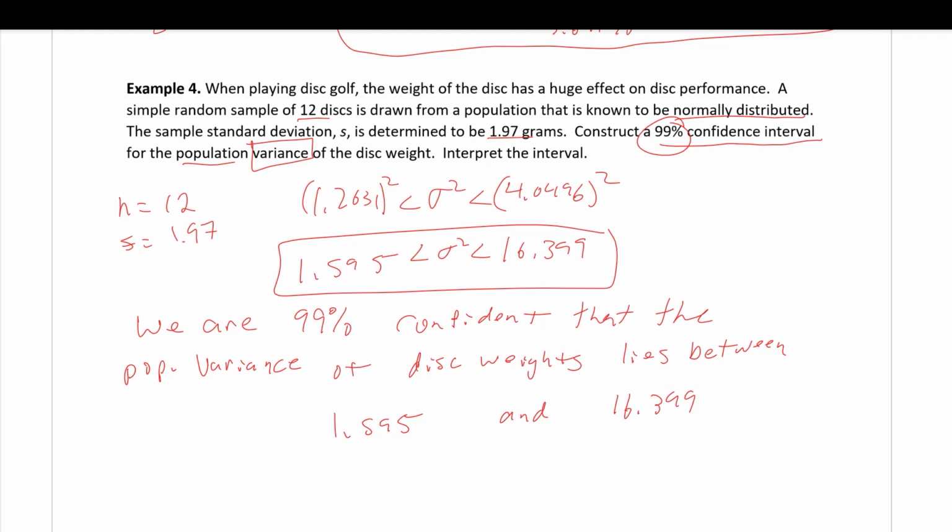Now the units associated with this: standard deviation is the same units as your original data. The original data was in grams, right? And then since it's a variance, it has to be grams squared. Kind of a weird unit. That's why the preferred measure of spread is standard deviation, which is the exact same units as your original data.